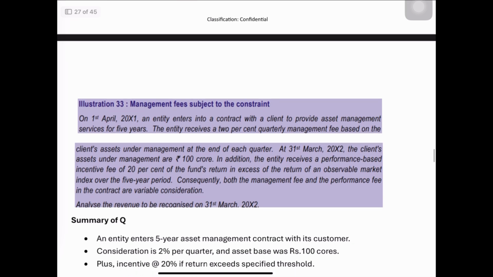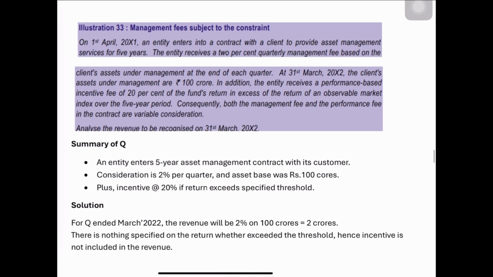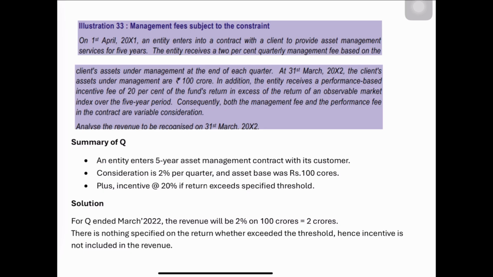Okay, we'll move to the next illustration. Please go through illustration 33. In this illustration, an entity enters into a 5-year asset management contract with its customer, and the consideration is 2% per quarter, and the asset base was 100 crore. And there will be an incentive at the rate of 20% if return exceeds a specified threshold. So here we have to analyze the revenue to be recognized for 31st March 2022.